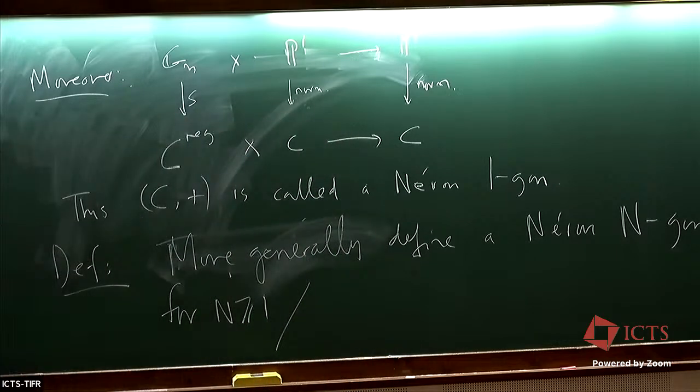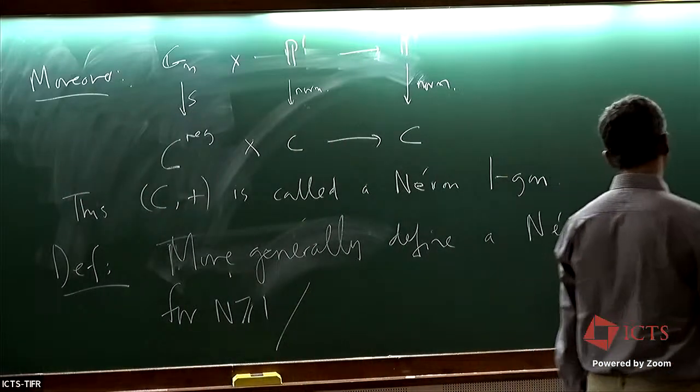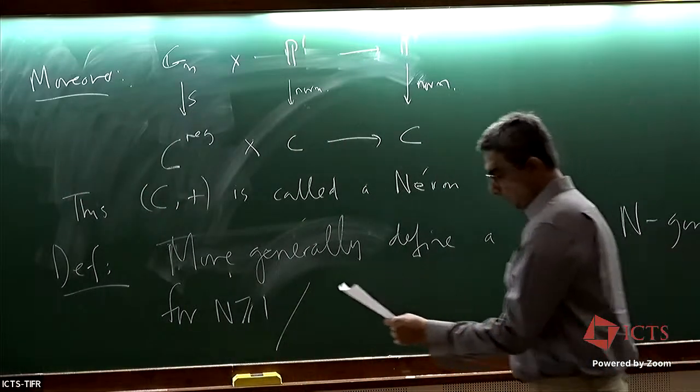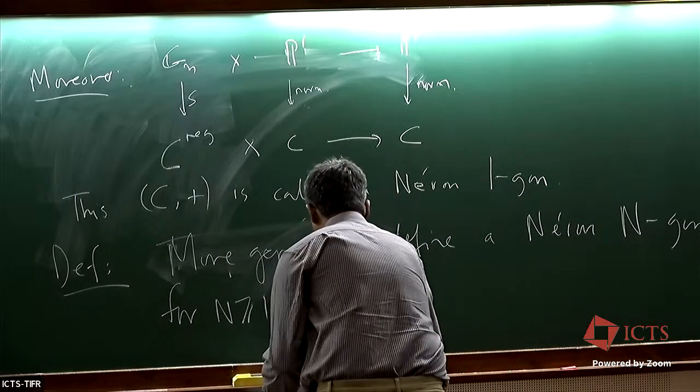By the way, everything here was happening over the complex numbers. There were taus and things, yeah, complex numbers. Okay. Should have said that maybe. All this theory was over the complex numbers. So there's a Néron one-gon over the complex numbers. But you could now define a Néron n-gon over any algebraically closed field. I'll give it a name.